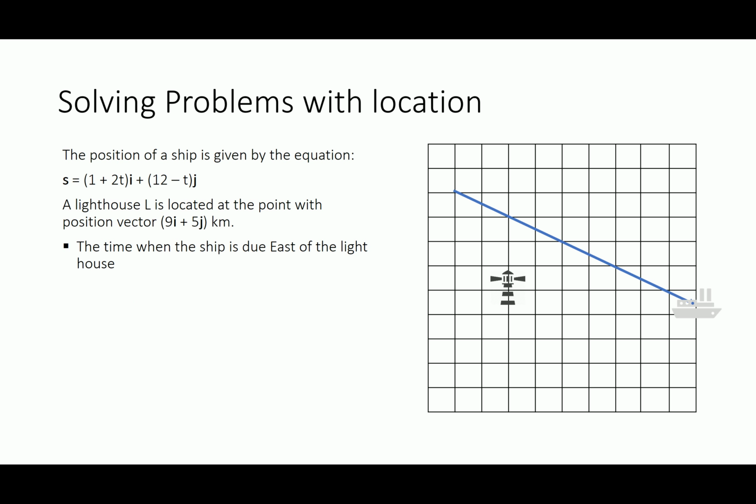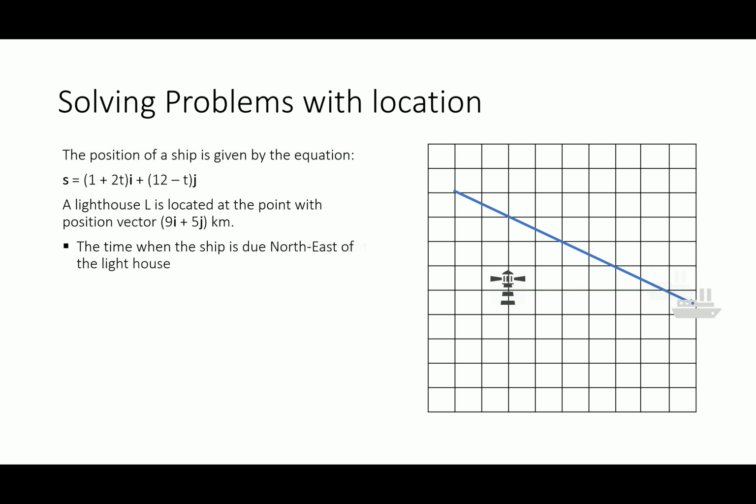Okay, so we could change the question slightly and think about the time where the ship is due east of the lighthouse. Again, what would that look like? It would look something like this, and again we go back to comparing what would the lighthouse and the ship have in common at this point, and obviously the j component of their position would be equal. So this time I would be solving the equation that 12 minus t is equal to 5, or that 7 is equal to t, and this gives me the time where the ship is due east of the lighthouse, because the j components are the same.